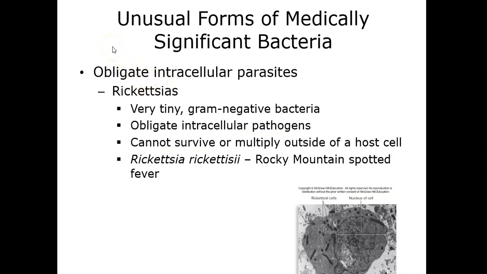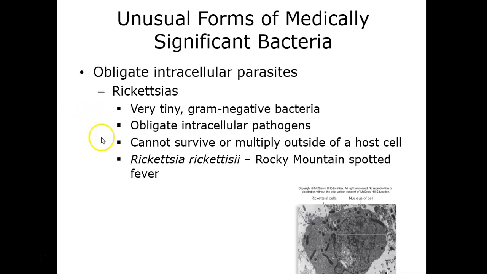Now, we also have some unusual forms of medically significant bacteria. So these are obligate intracellular parasites, and as we remember from previous chapters, this means that they require a host cell for their survival to live off of. We have the rickettsias, which are these tiny gram-negative bacteria. And one of the most common ones that we'll talk about this semester causes a condition known as Rocky Mountain spotted fever, and it's called Rickettsia rickettsii.